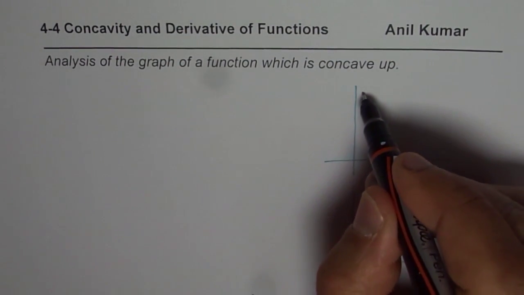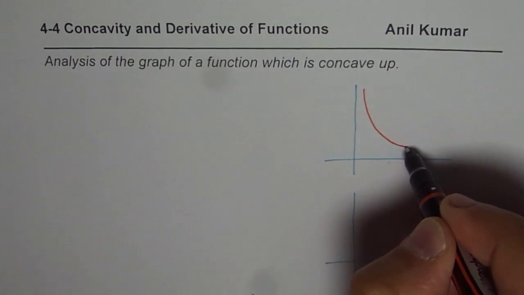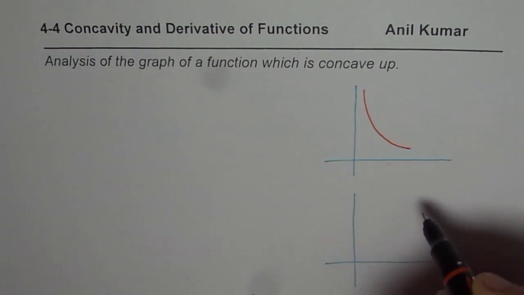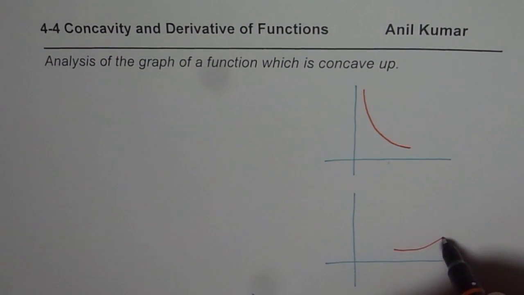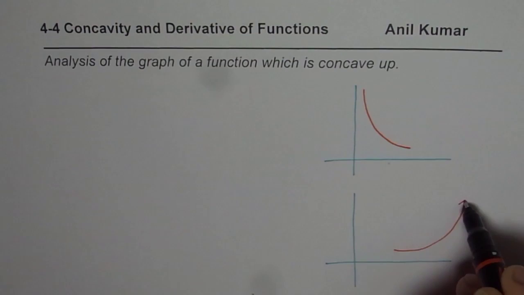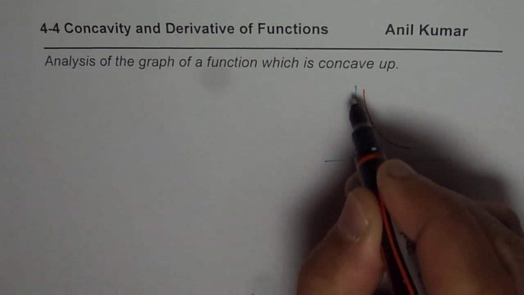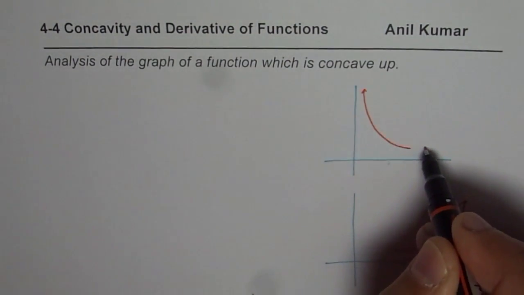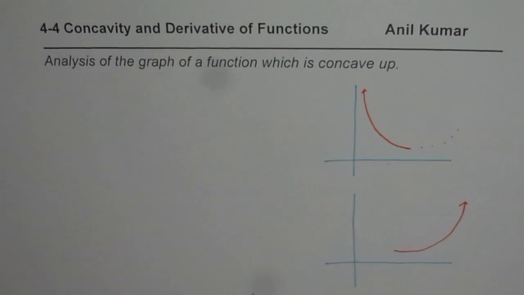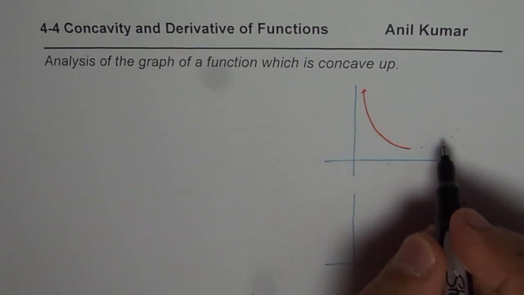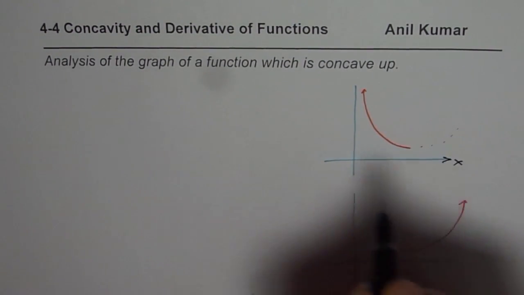It could be kind of like this, going downwards and then up, but it's concave up, you see, or it could be kind of like this, right? So both these graphs are concave up, or you could just combine them all. So these are the graphs which we say are concave up. Now, what is so particular about these graphs, or what are the characteristics of these graphs?